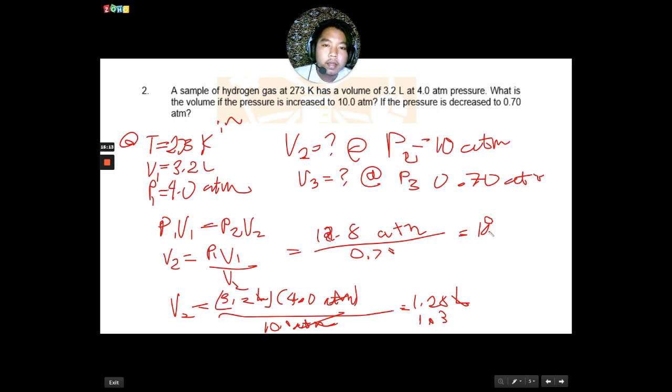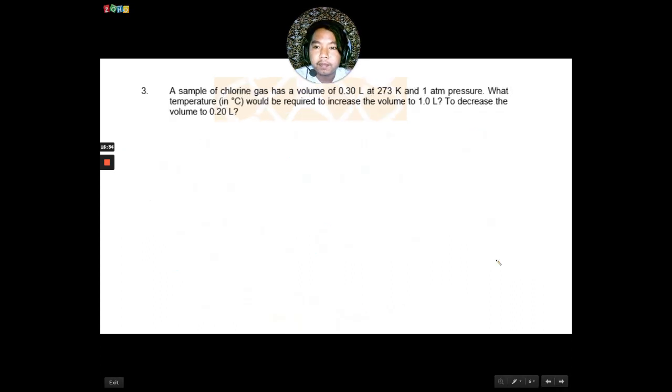Alright, since the pressure decreased, the volume would increase here. That is your Boyle's law, 18.3 liters, or simply 18 liters since I have two significant figures. Alright, that's 18 liters. That's your answer for item number 2. Hopefully you get it. Item number 3.